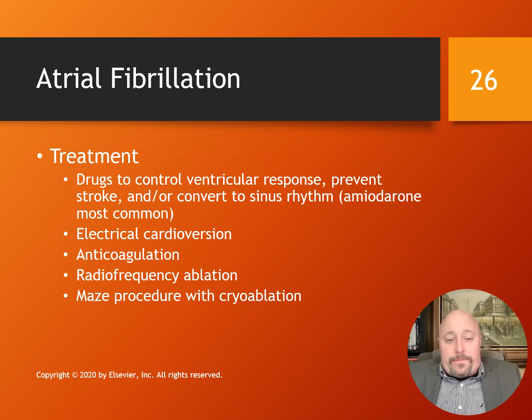The treatment for AFib is drugs to control that ventricular response, prevent stroke or convert them to a sinus rhythm. Amiodarone, an antidysrhythmic, is very commonly used for this. Other things like electrocardioversion, anticoagulation to again prevent that clotting, and radiofrequency ablation to destroy any abnormal cells that are sending out aberrant signals, or a maze procedure with cryoablation.